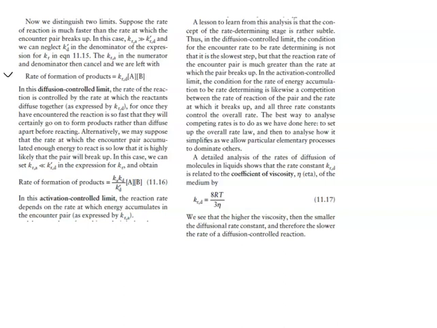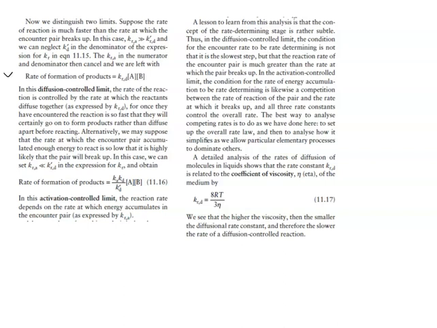In this diffusion-controlled limit, the rate of reaction is controlled by the rate at which the reactants diffuse together, as expressed by K_D. For once they have encountered, the reaction is so fast, they'll certainly go on to form products rather than diffuse apart before reacting.